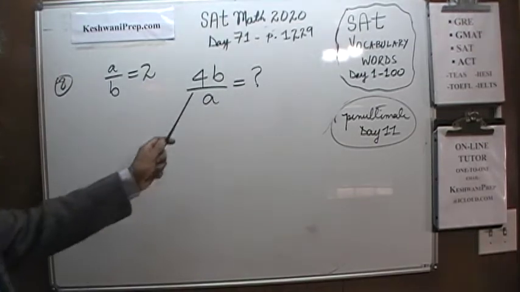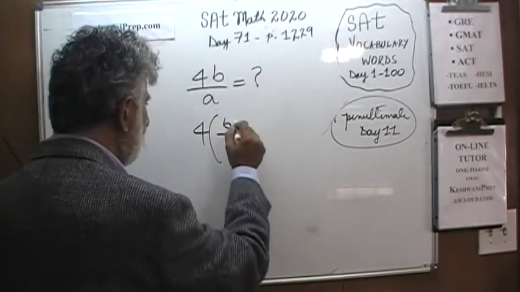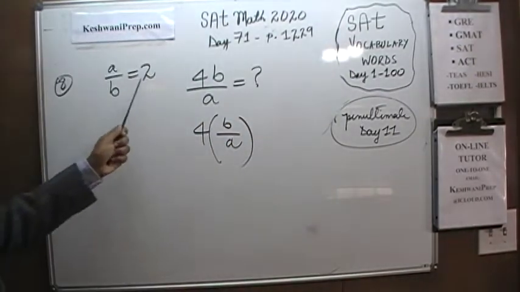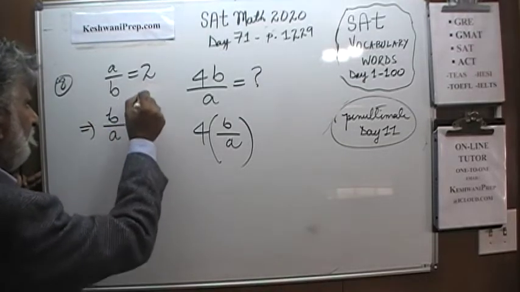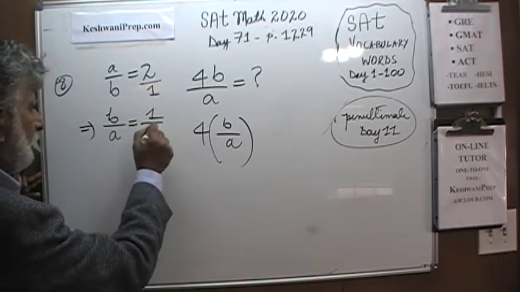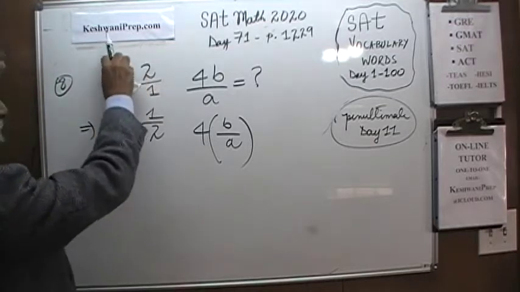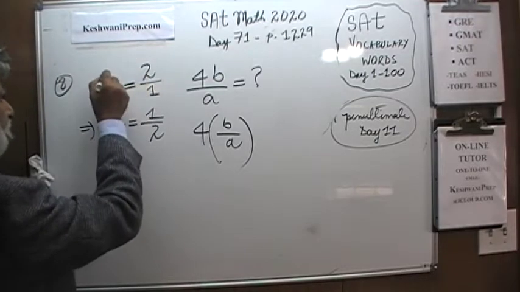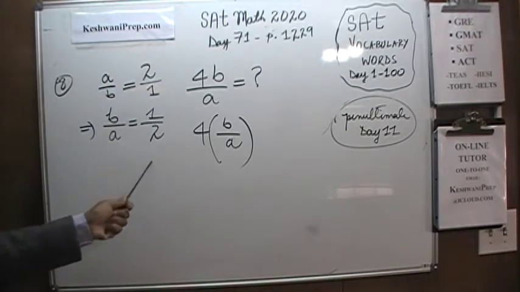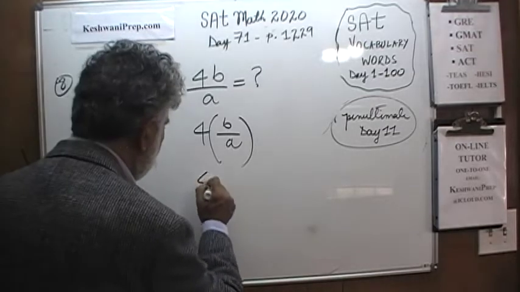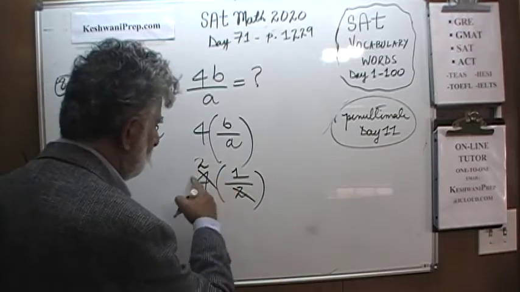Well, first thing we notice is that 4b over a can be written as 4 times b over a. It's the same thing. We know that a over b is equal to 2. If a over b is equal to 2, that implies that b over a must be the reciprocal of it, 1 over 2. Now see how ugly this is, no good. The equal sign has to line up, everything has to line up, like there. A over b we are told is 2, which is the same as 2 over 1, which means b over a is 1 over 2. We just put it in here. 4 times 1 over 2 is just 2. 2 times 1 is just 2.